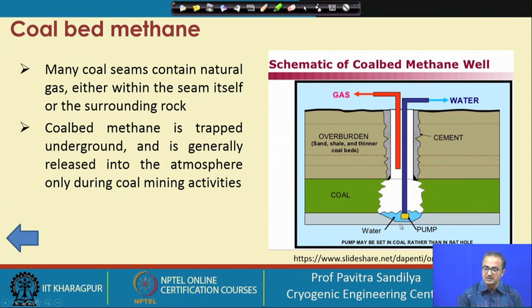In this particular figure we see that we put in water, and then by some reaction the coal, which is basically carbon, gets converted into methane. Then the methane gas is taken out from the coal seam. The coal bed methane is trapped underground and is released during the coal mining activities.